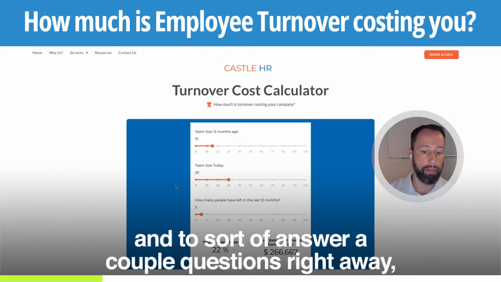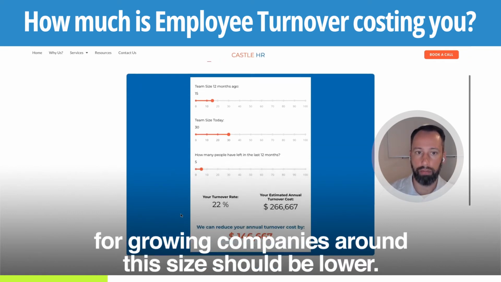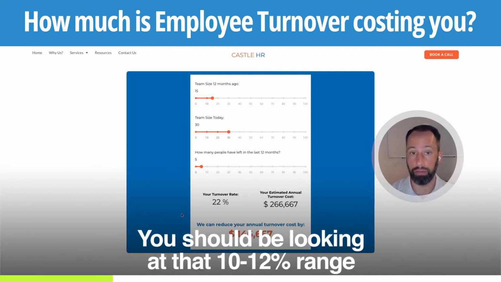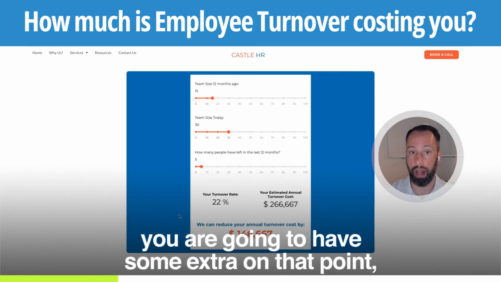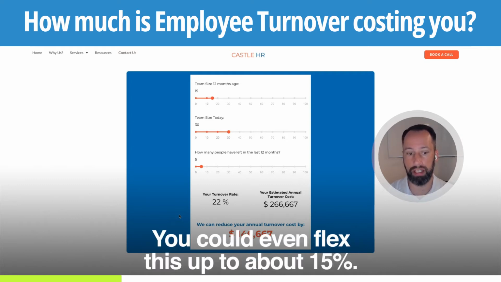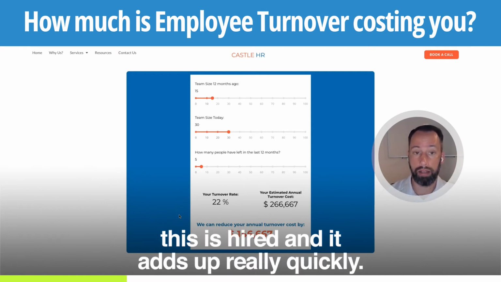To answer a couple of questions right away, the goal for your turnover rate for growing companies around this size should be lower. You should be looking at that 10 to 12% range. With any sizable growth, you are going to have some extra, so it's a range. You can even flex this up to about 15%. But what we want to highlight here is that this is higher and it adds up really quickly.